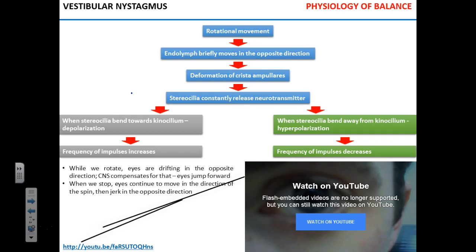Okay? Now there's one interesting phenomenon associated with rotational movements. It's called nystagmus. If you would look at someone who does rotations, like this, then the eyes, when I do the rotation, my eyes drift in opposite direction, and then they jerk, and then they drift and jerk, and drift and jerk. Okay? Does that make sense? And then when I stop, they start jerking forward, because compensation from the central nervous system isn't over yet. Let me show you what it looks like.